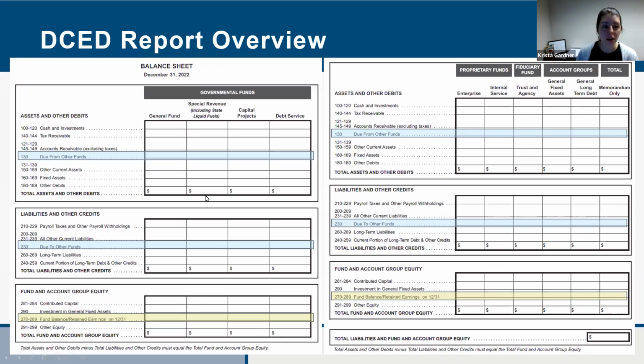Now, what's interesting here on the DCED report, since we're here, you can see we have cash and investments, taxes receivable, accounts receivable, due from other funds, other current assets, fixed assets, and other debits. If you do have prepaid expenses, they're typically going to be shown here on this other current assets line item. If you had a prepaid expense that is not necessarily current, the only example that I could say maybe you run into here is a security deposit for a building.